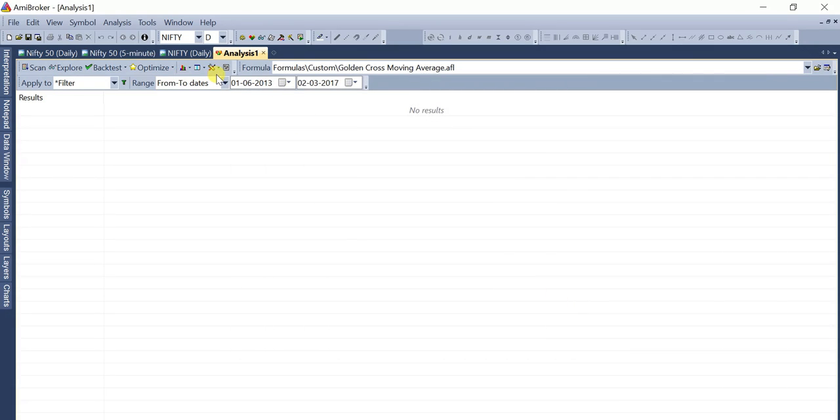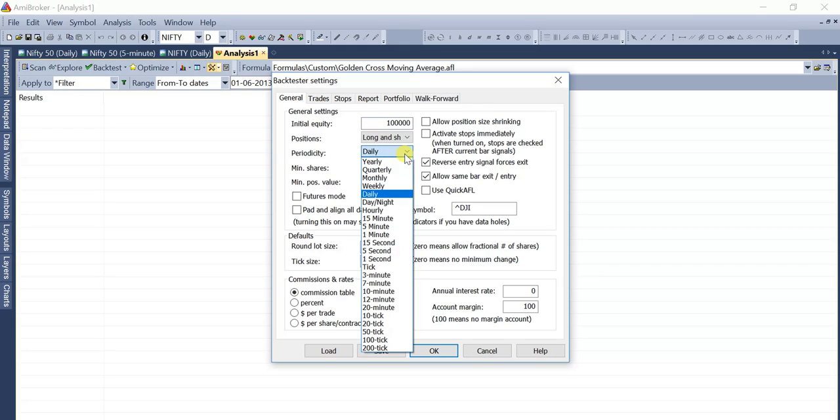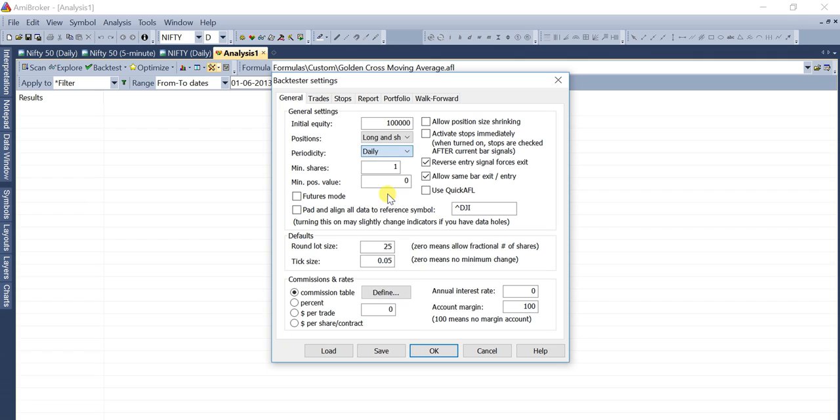The second thing is the setting. In this setting I have already done all the setting in the code itself, but the one setting that is to be done is the periodicity, on which time frame we are going to backtest the strategy. That is a daily strategy. You can change it from here if you want to check for intraday or hourly or 15 minute. So I have selected the daily time frame for backtesting.